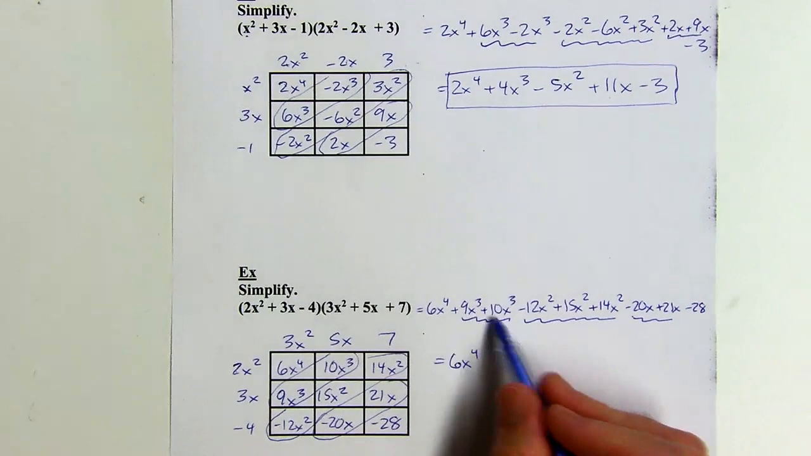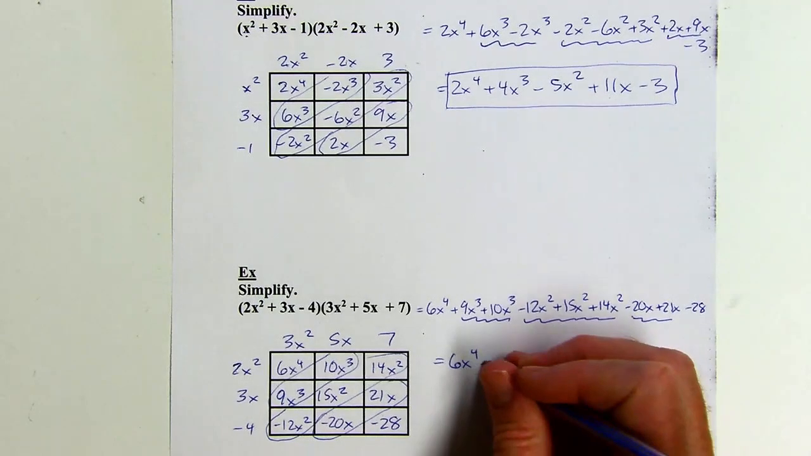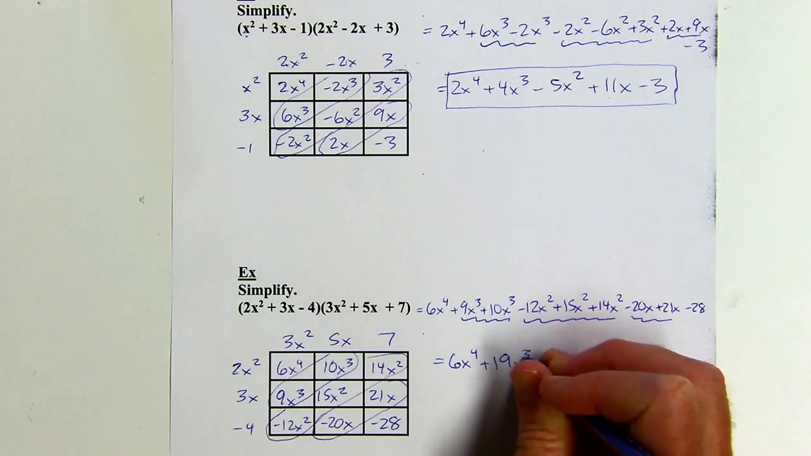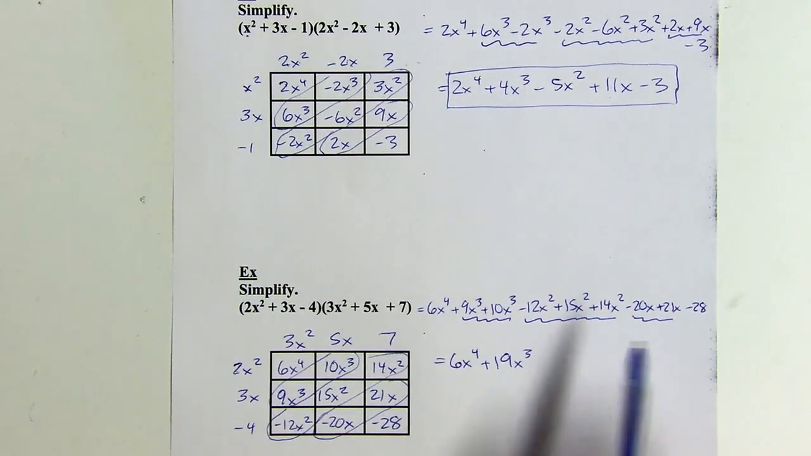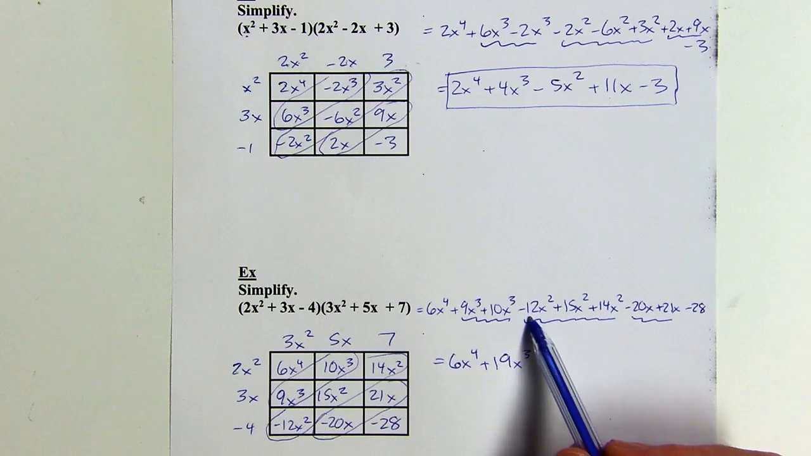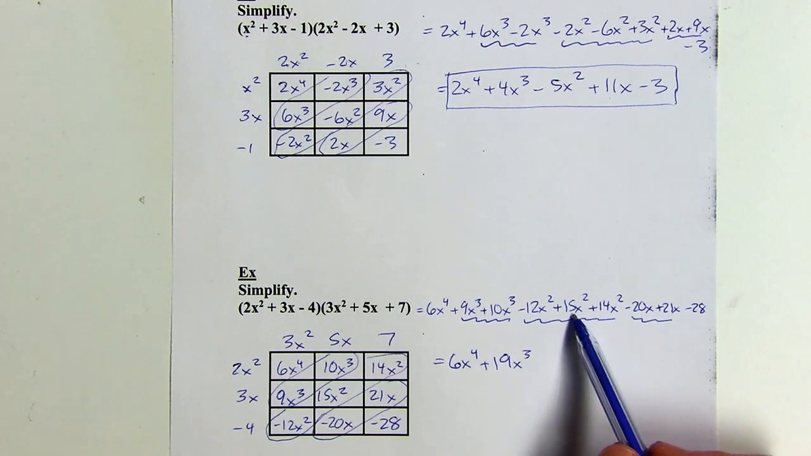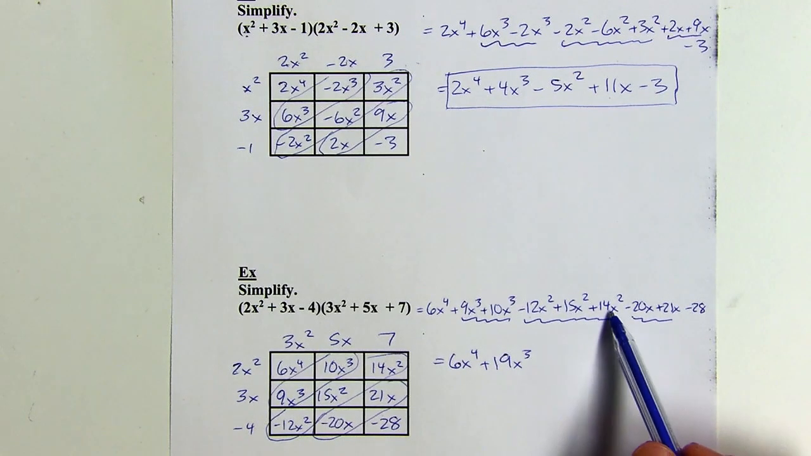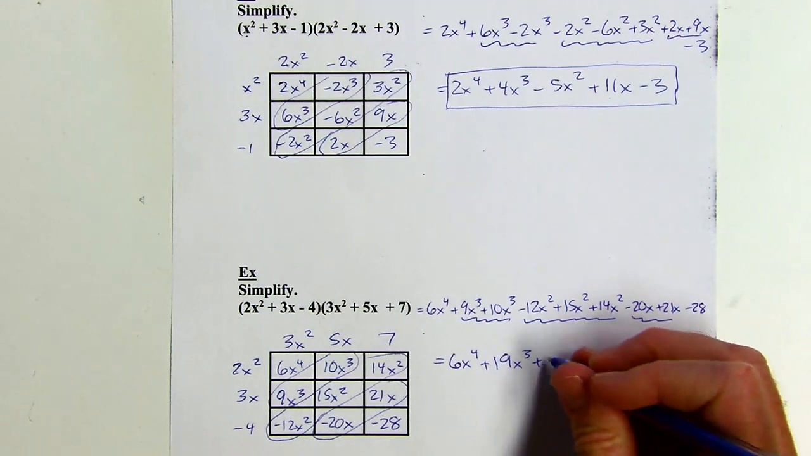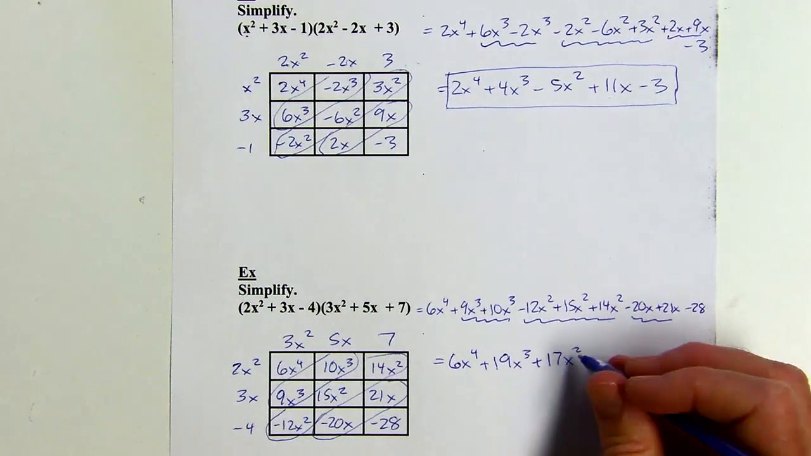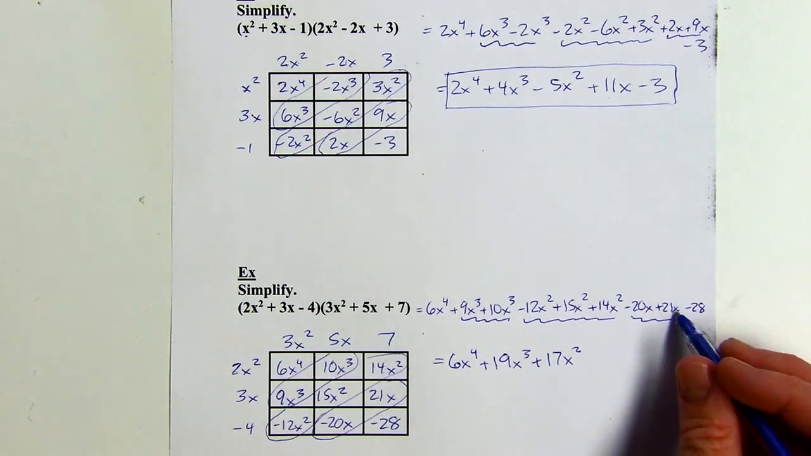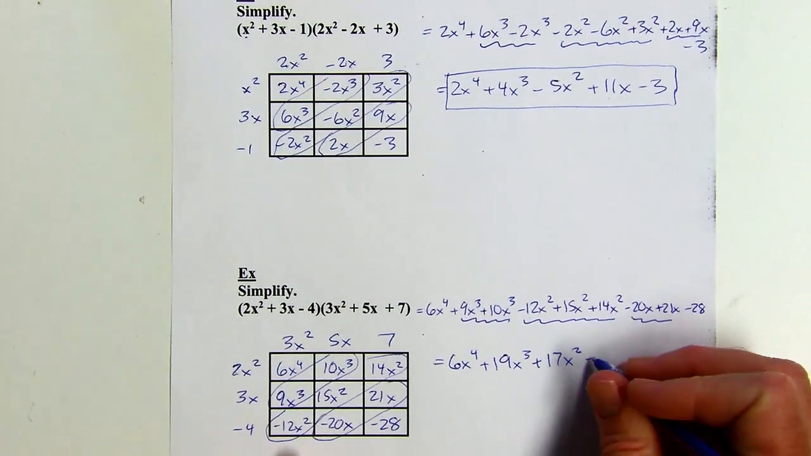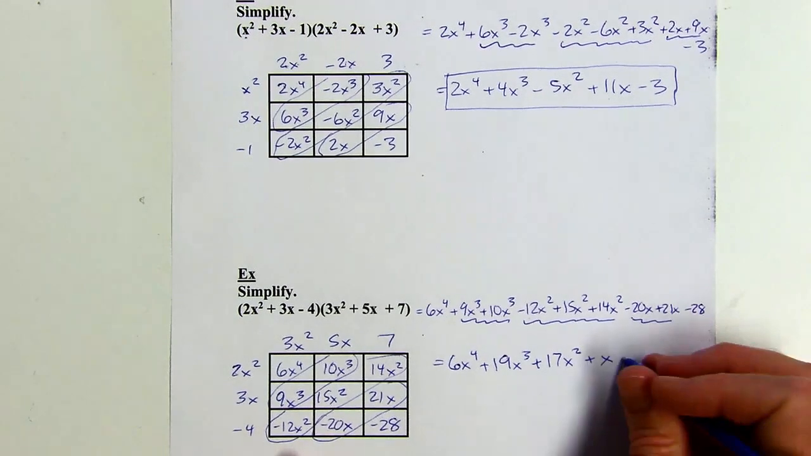Okay, so 9x to the third plus 10x to the third, that's 19x to the third. And let's see, this is going to be negative 12 plus 15 would be 3. And then I'm adding another 14, so that's 17x squared. And negative 20 plus 21 would be 1, so that's just 1x, or just x, and then the negative 28.